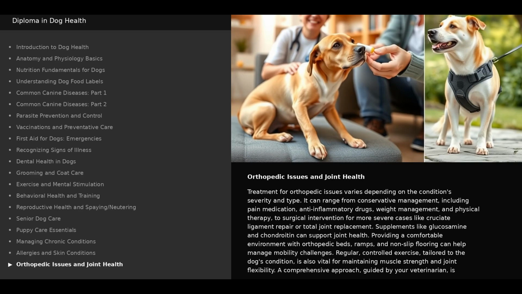Providing a comfortable environment with orthopedic beds, ramps, and non-slip flooring can help manage mobility challenges. Regular, controlled exercise, tailored to the dog's condition, is also vital for maintaining muscle strength and joint flexibility. A comprehensive approach, guided by your veterinarian, is necessary to alleviate pain and improve mobility, ensuring your dog can enjoy an active life.